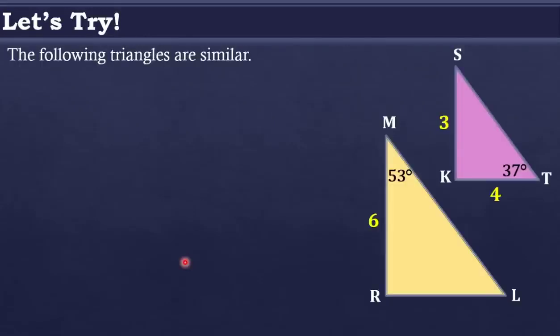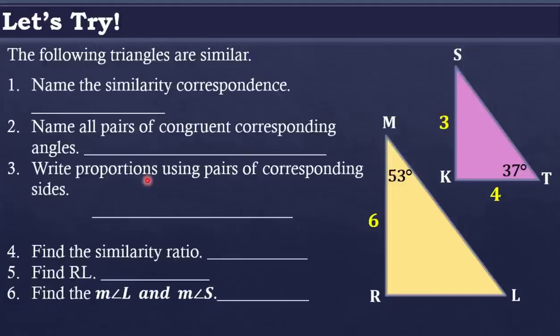Let's try. The following triangles are similar. Okay, so we have triangle MRL and triangle SKT. So triangle MRL and triangle SKT. So let us complete the given statement. So I have here named the similarity correspondence.